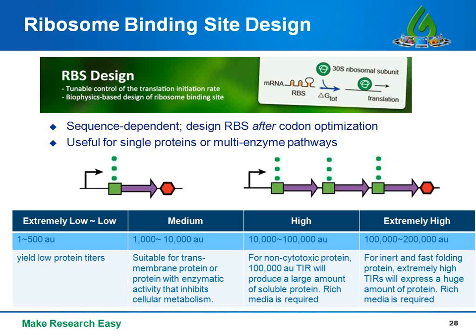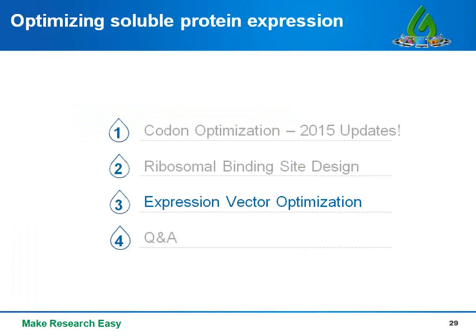Here's just a quick guide if you don't even know where to start, depending on what kind of protein you're working with and what sort of yield you're hoping to achieve. Here's a little quick guide to help you know what range of arbitrary units you might want to target for your first RBS design project. So that's been a really quick run through of RBS design.